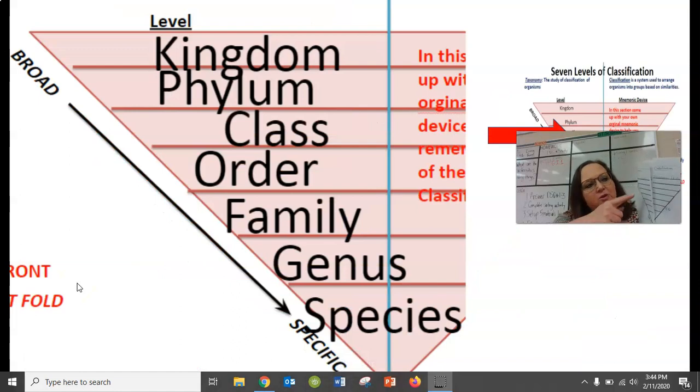Okay, the next thing you're going to do is on this side that says level, you're going to write these words in that order. It is very important that you do it in the order that it's in. You have to memorize them in the correct order. So kingdom, phylum, class, order, family, genus, species. So write those words going down through there. These are the levels of classification.